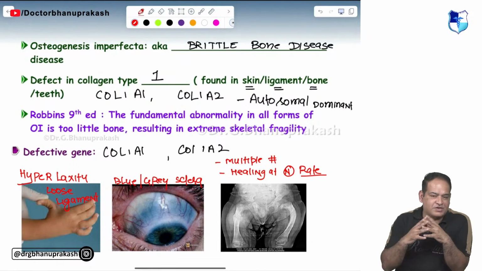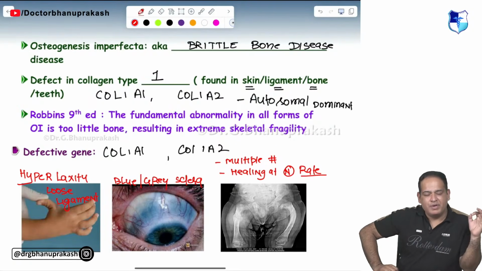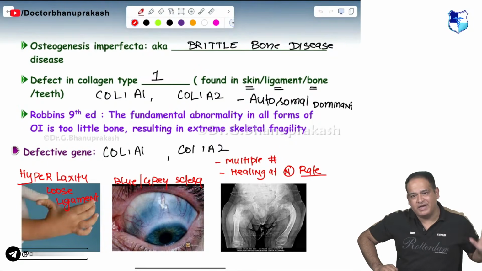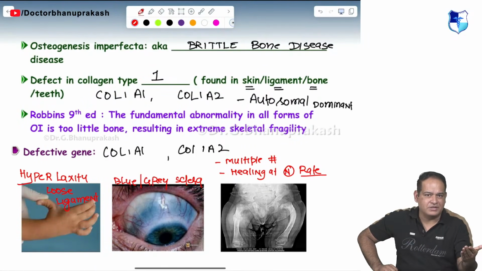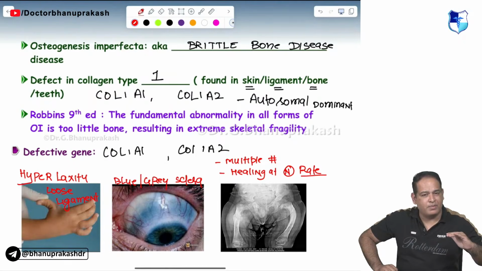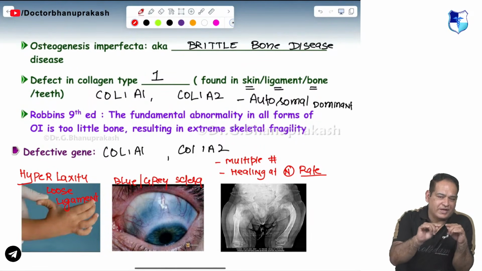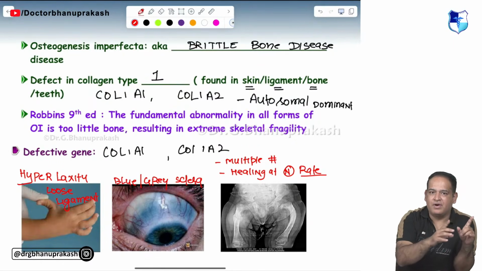In one of the classes, a student asked me, sir, why do the fractures heal at a normal rate? I said, what is the problem in osteogenesis imperfecta? Bones formed are defective. Now, when the fracture occurs and healing occurs, the bone which is formed is still defective. Read my statement again. Fractures heal at normal rate. So the prominent word is rate.